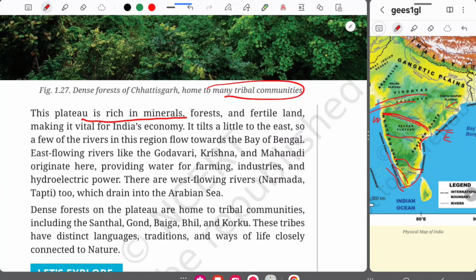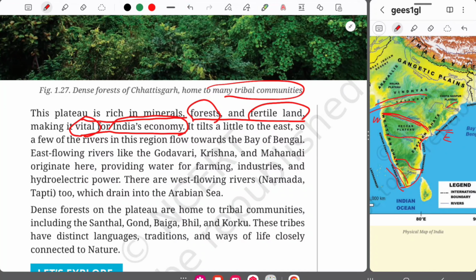This plateau is rich in minerals, forest and fertile land, making it vital for India's economy. These plateaus are very much rich in minerals, there are so many dense forests, and the land is very fertile, making it very vital, meaning very important, as they are contributing towards India's economic development.